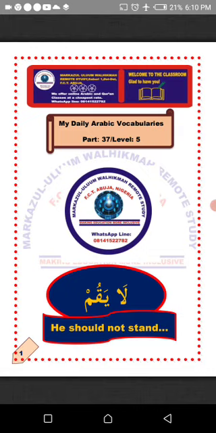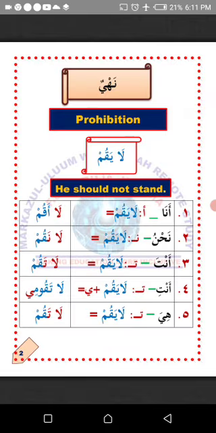Happy listening. We are going to learn from this lesson how to change the verb la yakum to suit some certain pronouns in Arabic. Nahayun, prohibition. We are going to learn how to instruct others not to do something in Arabic using different forms of verbs. The question is, how do we change the verb la yakum to suit the pronouns below?